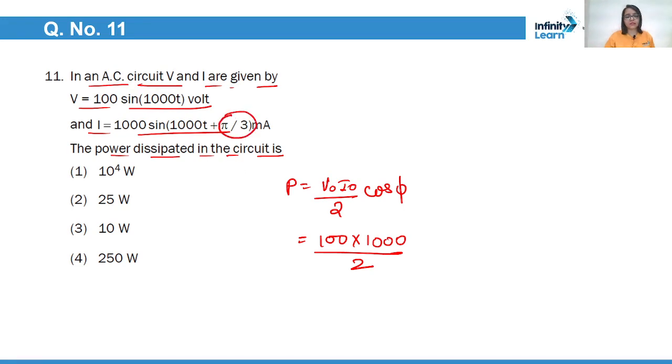This is the phase difference. So this is pi by 3, cos pi by 3 is 1 by 2. So this will be over here. This is in milliampere, so we'll have to multiply it by 10 power minus 3 also. So this will give you power as 25 watt, which is option 2.